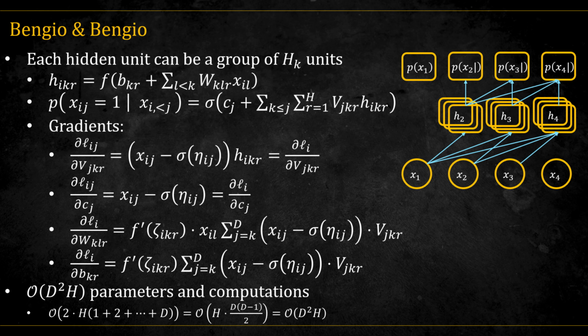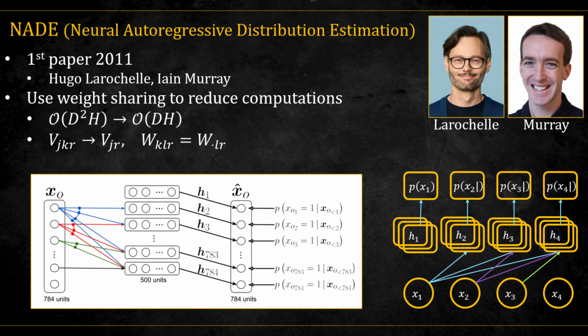The main problem with this approach is that it's a bit costly with regards to parameters and computations. If every hidden group has the same size, then h_k equals h, and we have h weights for the input to the first hidden group, 2h for the second, etc. The same scaling occurs in the hidden to output layer. Summing everything up, both the number of parameters and computational cost grow on the order of O(d squared times h). And so the next advancement tried to reduce the number of weights and computations.